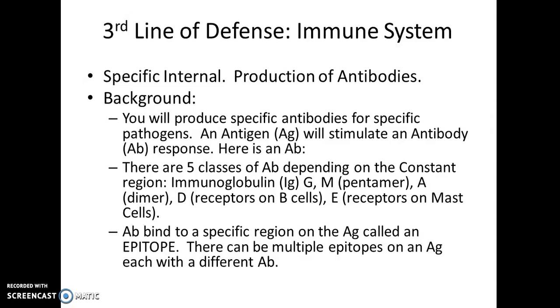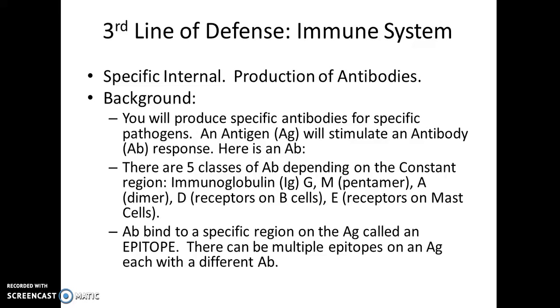Okay, so we're going to draw a picture of an antibody on the next slide. But there are 5 classes of antibodies depending on the constant region. There's immunoglobulin, or Ig, that's short for immunoglobulin G, IgM, IgA, IgD, and IgE. Now, IgG, IgD, and IgE all look very similar to each other, but the IgGs are free-floating, the IgDs are on B cells, and the IgEs are on mast cells.